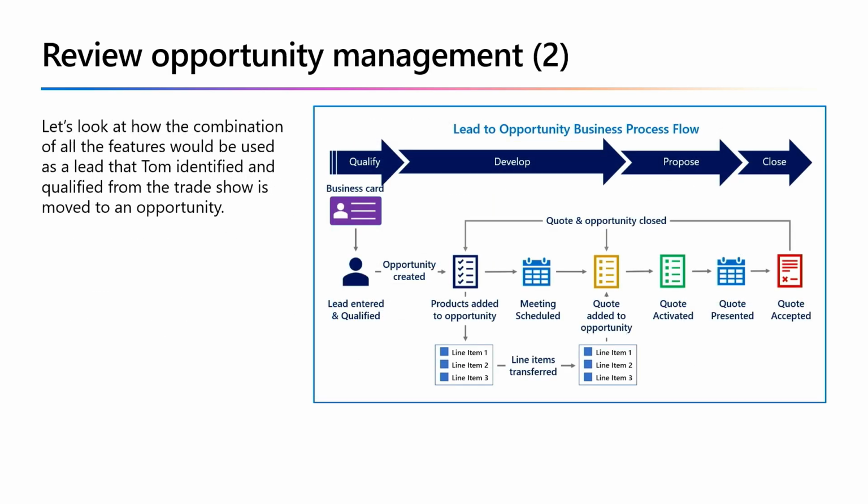Let's examine the lead to opportunity business flow. We can see the combination of features which would allow Tom to identify and qualify his lead and move it to an opportunity. Qualify. Tom used the lead qualification process outlined earlier. Develop. The record automatically advanced to the develop stage when the lead was converted to an opportunity.